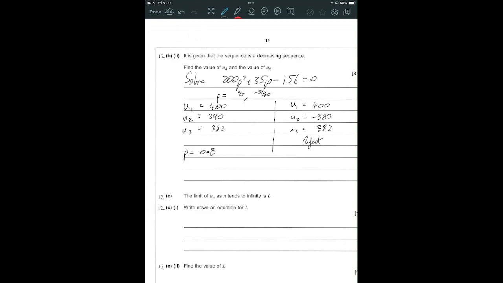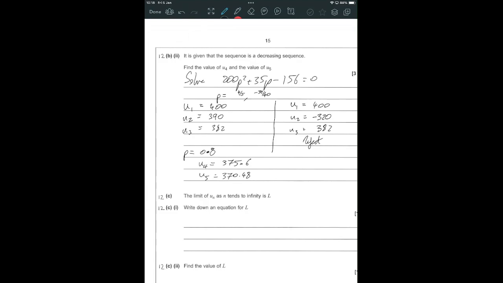So I'm going to also cheat a little bit. I'm going to store 400 in my calculator and then do 0.8 times answer plus 70. And each time I hit equals, I'll get a new value. So equals twice gave me the 370 and the 382. Equals again, u4 is 375.6 and u5 is 370.48.